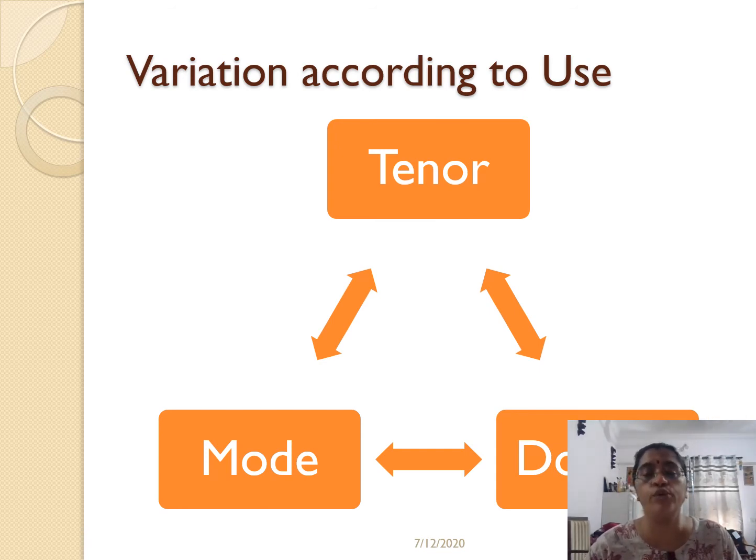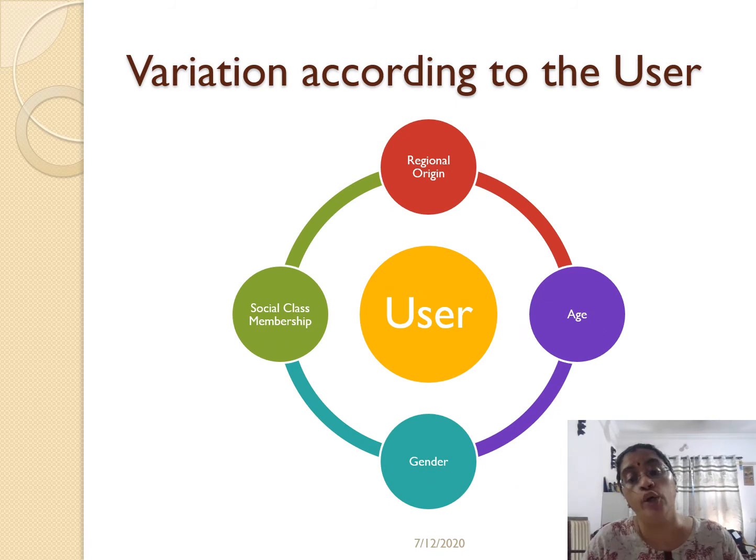We now move on to how language varies according to the user. There are four categories in which this variation occurs. The first is regional origin. The regional origin of the user of a language very often decides the vocabulary he uses, the pronunciation he employs, as well as the kind of grammar he employs.